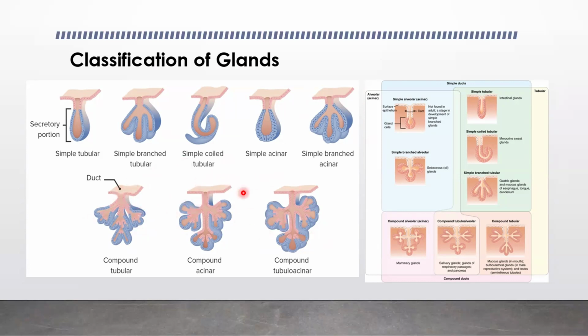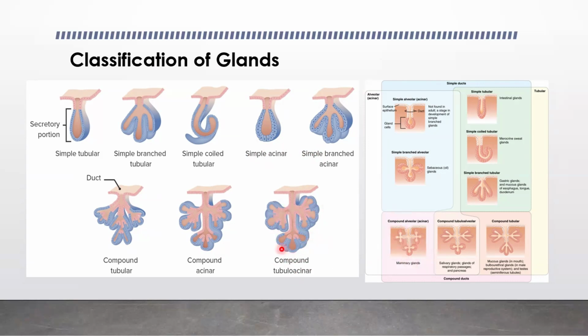Another point to appreciate is that the secretory portion can either be tubular, like in this simple tubular, or coiled, simple coiled, but tubular morphology. Then if the cells are somewhat triangular in shape, you'll have simple acini. So in simple acini, you'll appreciate the triangular shaped cells. Then if you have mixed, you'll have compound or maybe simple tubuloacinar. So for example, this one is compound tubuloacinar.